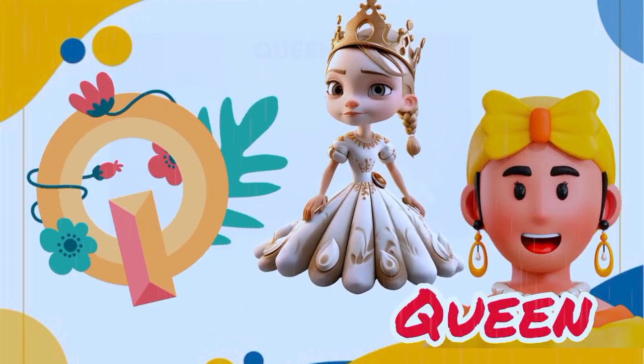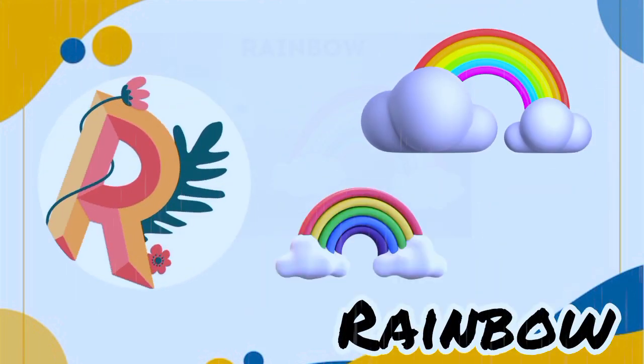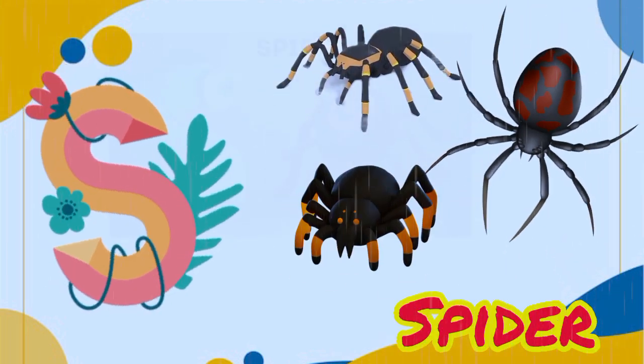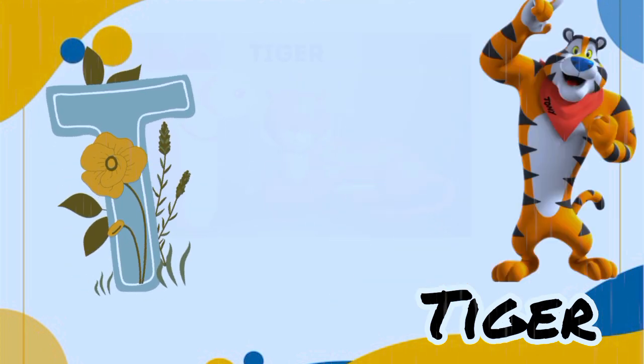Q is for queen, queen. R is for rainbow, rainbow. S is for spider, spider. T is for tiger, tiger.